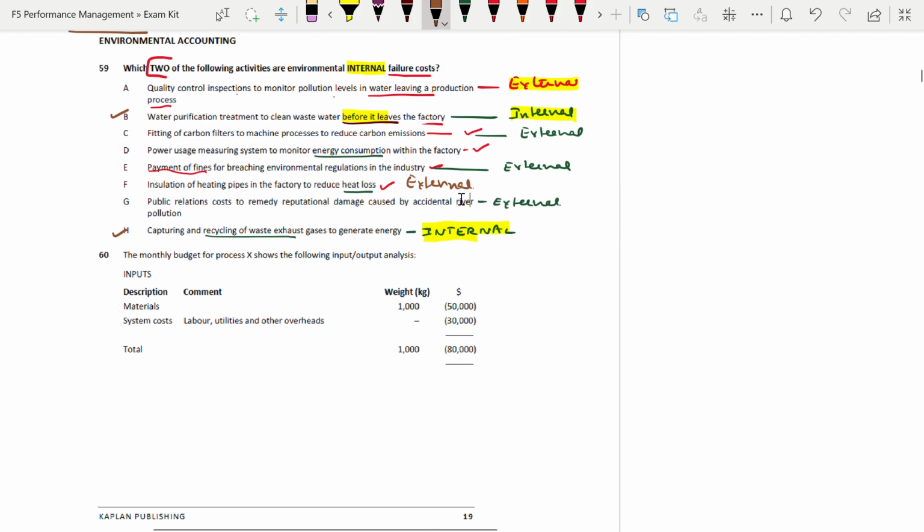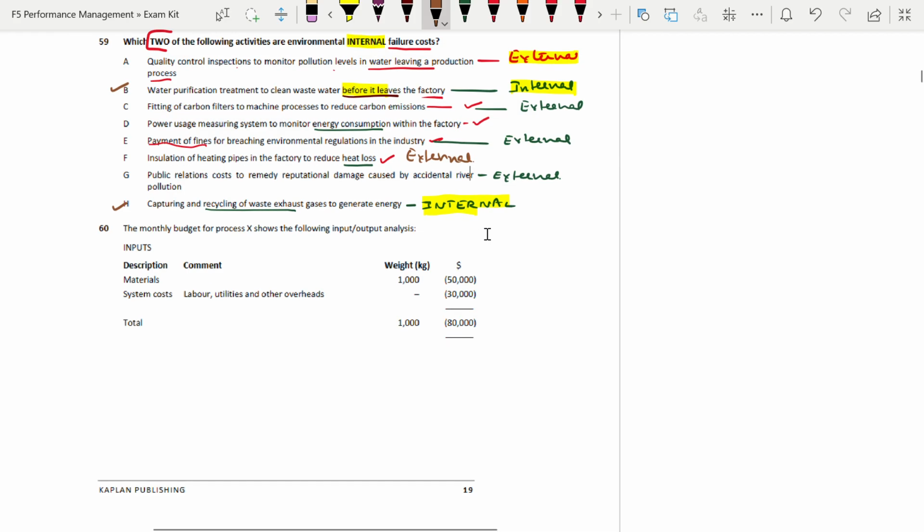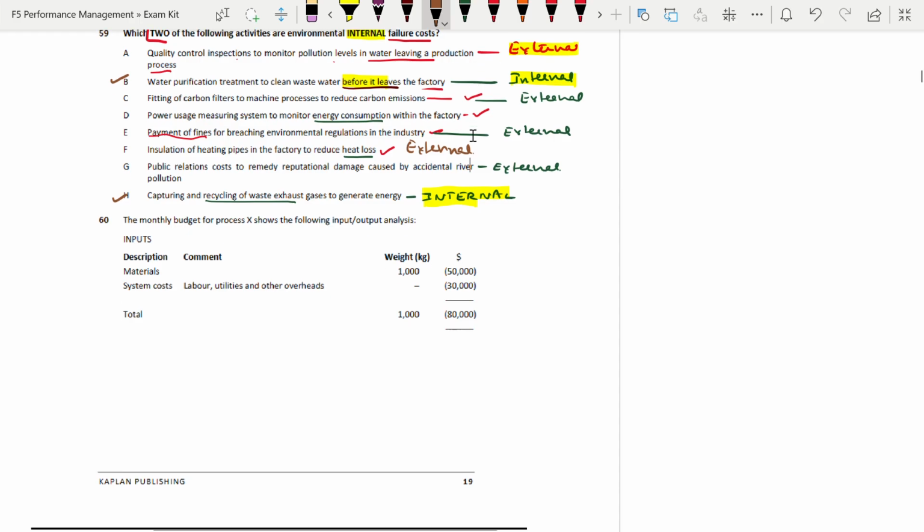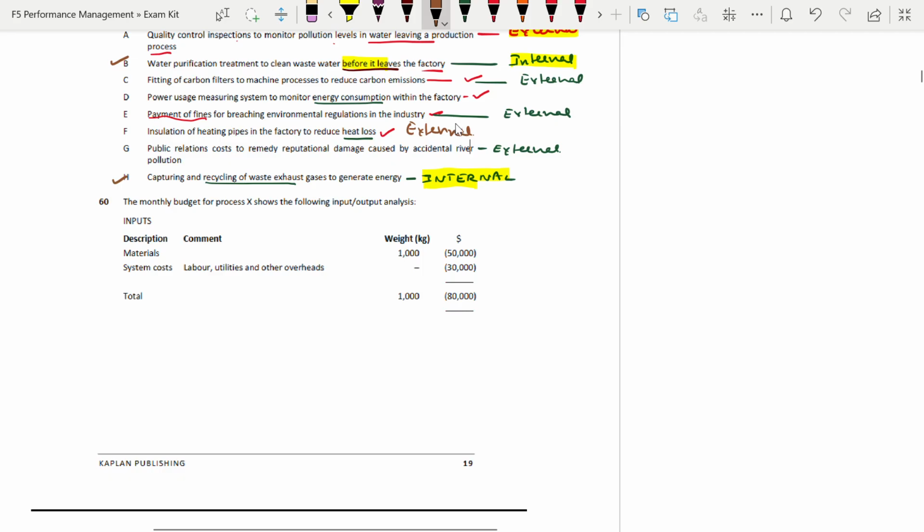Okay, very good. Alhamdulillah, we are making it a good understanding. We have done throughput accounting. We are going to do environmental accounting. Now, the monthly budget process. Can we stop here, sir? Okay.